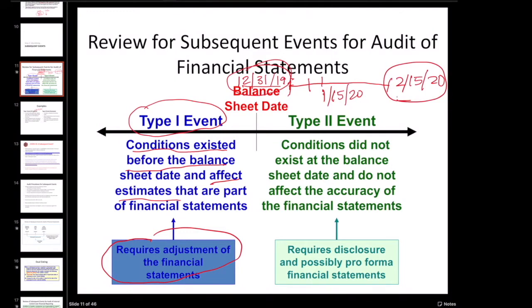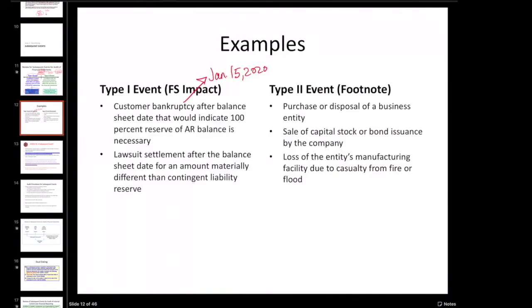So the idea is, I now know, long before I'm actually issuing my financial statements and issuing my opinion, which is happening in February, that the 12/31/19 AR balance is not collectible. So it would be wrong for me to publish a set of financial statements in February that include that accounts receivable balance being recorded at 100% as if it's collectible.